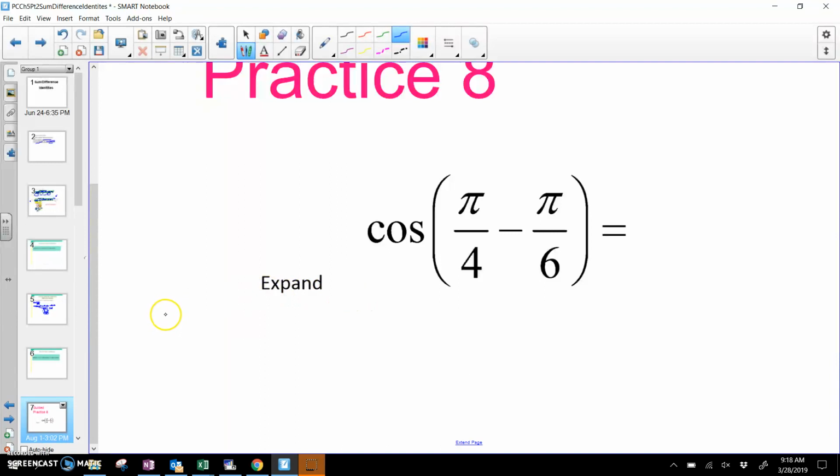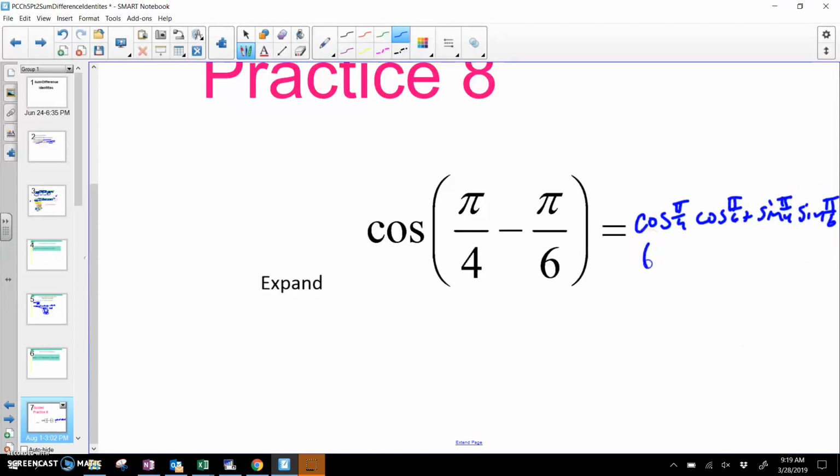So I'm going to write it over here: cosine, cosine, sine, sine. And then don't forget to change your sign. It's a minus here, so it's a plus. Pi over 4, pi over 6, pi over 4, pi over 6. So I just alternate.